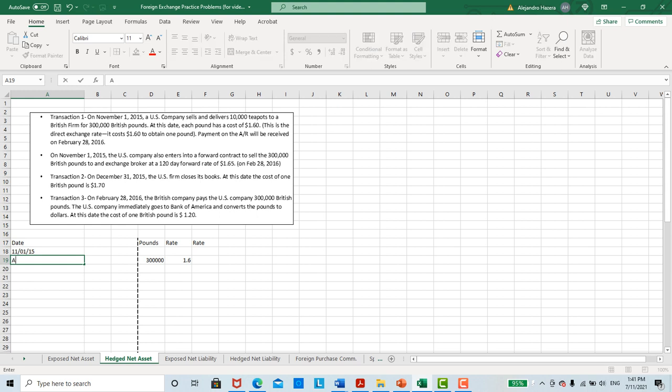We're going to debit accounts receivable and put FC in parentheses there. That receivable is going to be worth 300,000 times $1.60, 1,000 pounds of $1.60, and we're going to record sales revenue for the same amount. I'm going to go ahead and once again format these because we have to.